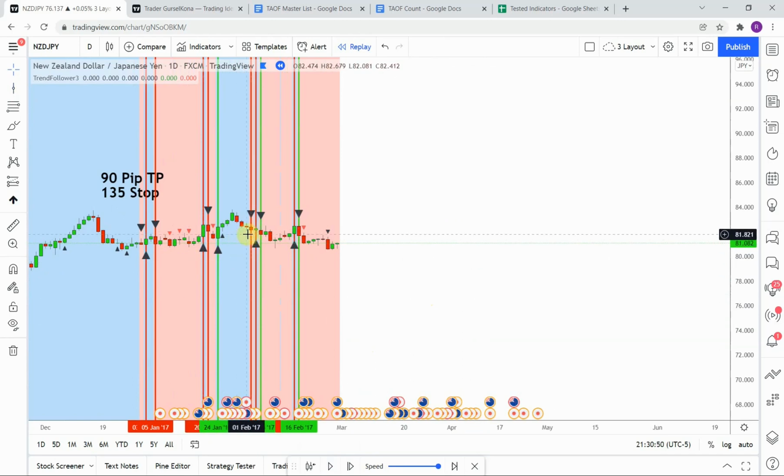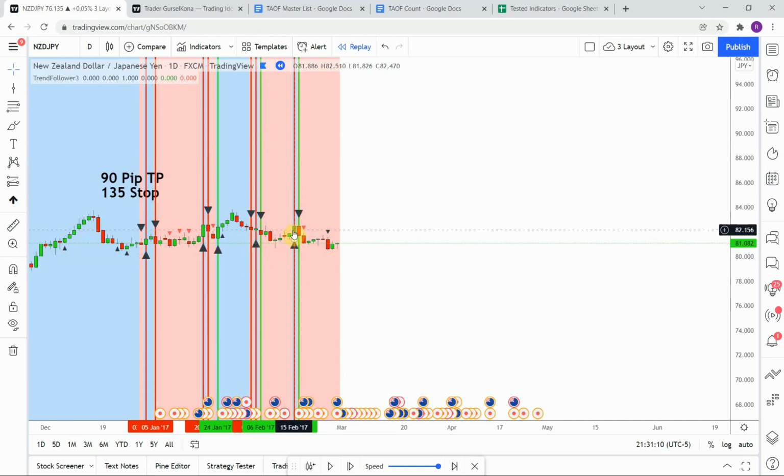All right, then we pick up a short right here, but immediately we get flipped to a long signal on the next candle. So that one gets stopped out and then immediately flipped back to a short signal on the next candle. For that long, that long gets stopped out as well.